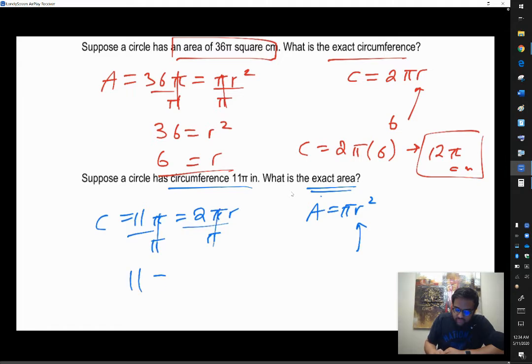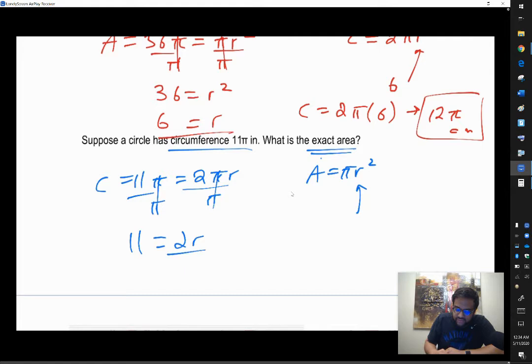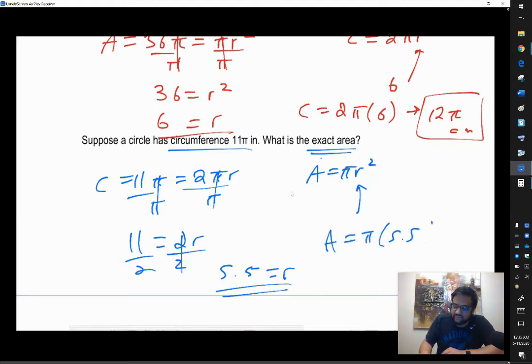leaving us with 11 equals 2r. Divide both sides by 2, and hey, r is 5.5. Pretty easy. Now we plug in that radius that we have just found. In this case, that would be pi times 5.5 squared. Once again, exact area, leave pi as part of your answer. So I'm just going to focus on the numerical portion. 5.5 squared gives me 30.25 pi. And this is area, so it'll be square, in this case, inches.